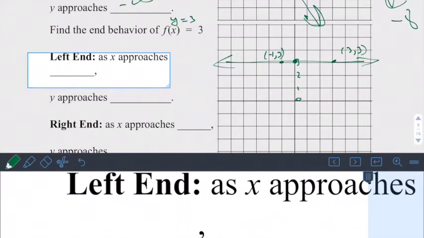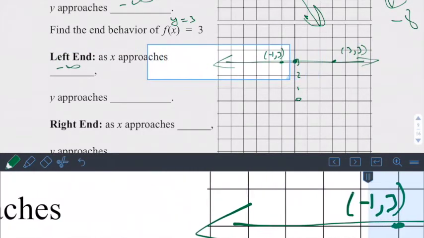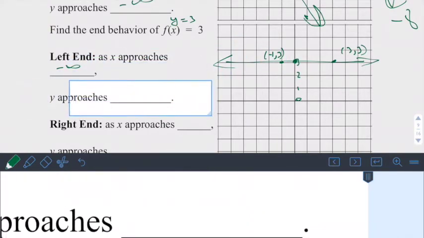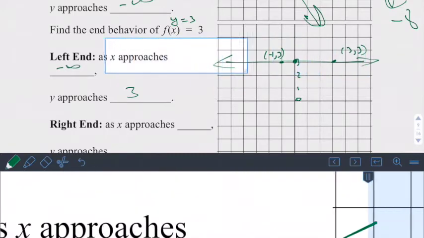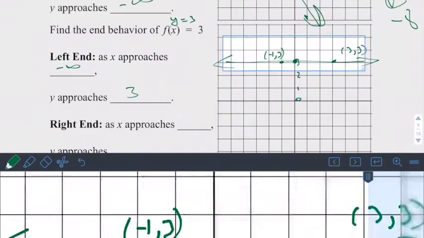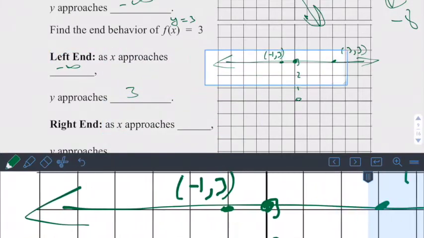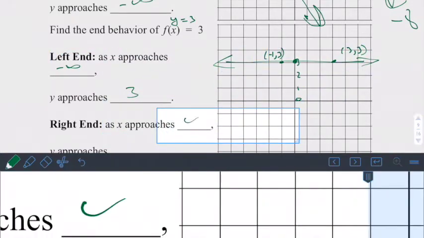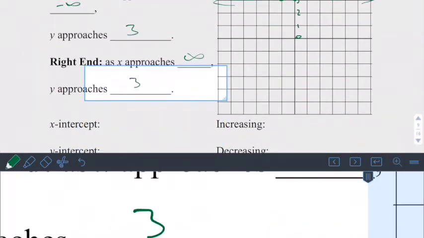So as x approaches negative infinity, as we get smaller and smaller in this x direction, y approaches 3. It stays at 3. As we get smaller and smaller in this left direction, y does not change. It's still 3. As we get larger and larger, as x approaches positive infinity, this direction, y also approaches 3. So it didn't really change.